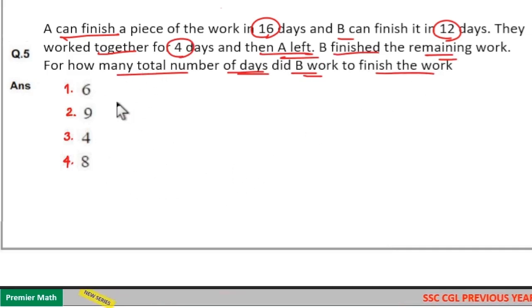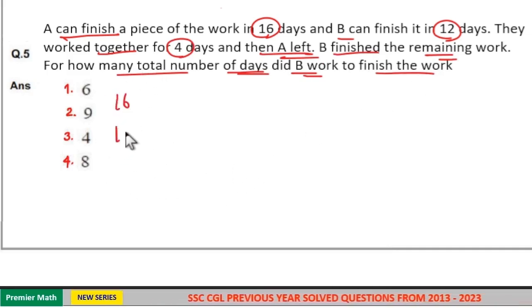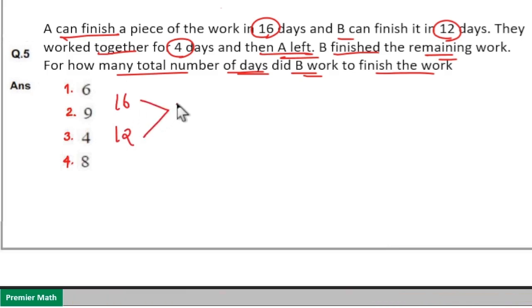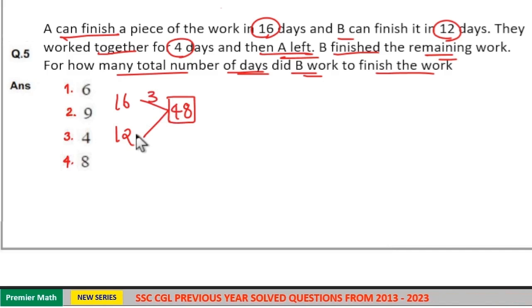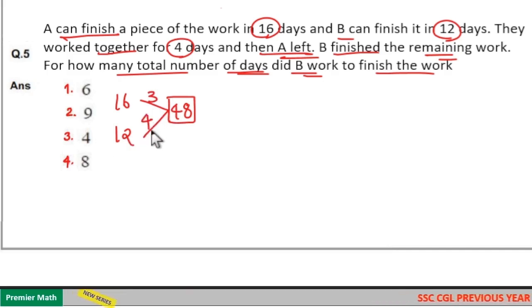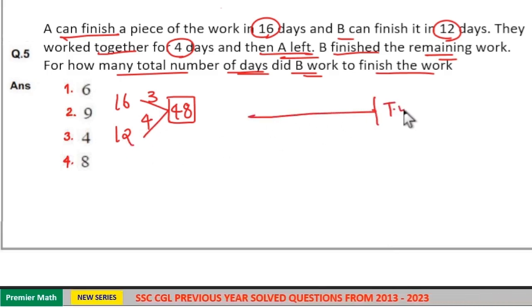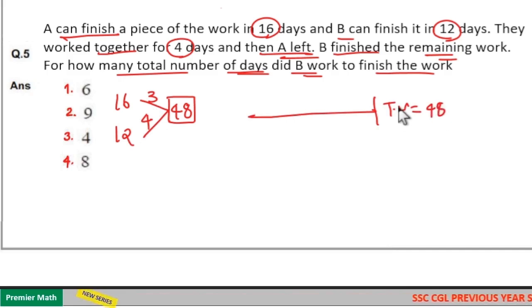Here, A can finish a work in 16 days, B can finish it in 12 days. Both are doing the same work, so take the LCM. LCM is 48. 16 goes 3 times in 48, 12 goes 4 times in 48. Now, total work is 48. A can finish 3 units of work in a day, B can finish 4 units of work in a day. Here, total work is 48, which means in 4 days, A and B together worked.